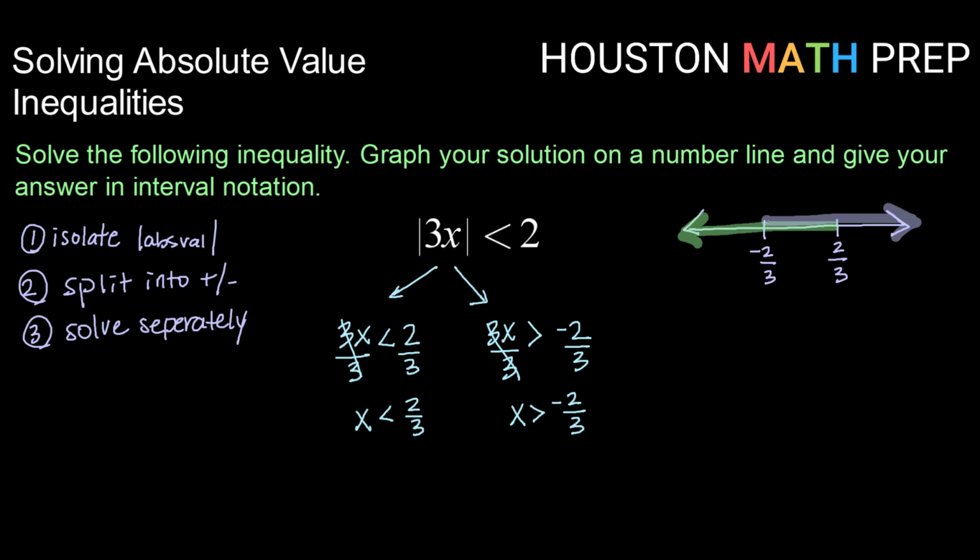Now both of these are strictly less than, greater than, so these are both going to be open circles. And our actual solution region is going to be right here in the middle, the overlapping region. So this is actually an AND problem. Okay, so that means that our interval notation will be from negative 2/3 to 2/3, and since both have open circles, both get parentheses.